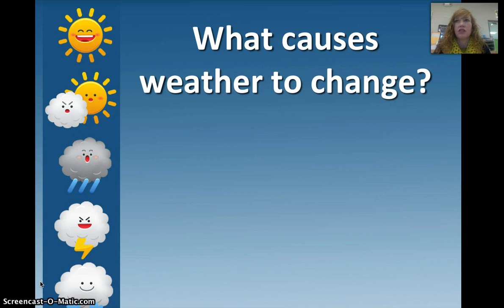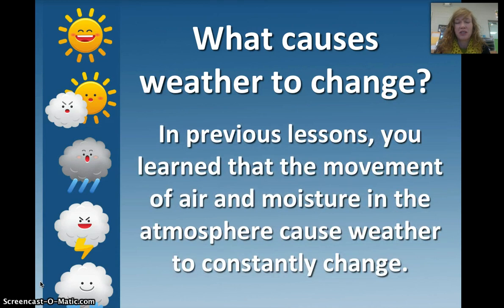So what causes the weather to change? What causes us to have sunny skies and by the afternoon we have a thunderstorm, or it's cloudy and drizzly? So something has to happen besides clouds came in and it's raining for that to occur. So we're going to look at the more specifics of it. So in previous lessons, we learned that the movement of air and moisture in the atmosphere causes weather to change. So when that moisture and those clouds move, that causes us to constantly have weather changing, because remember, weather can change drastically from day to day.